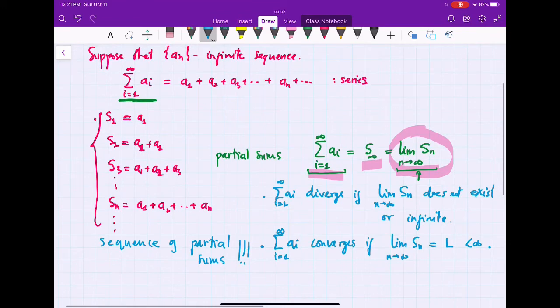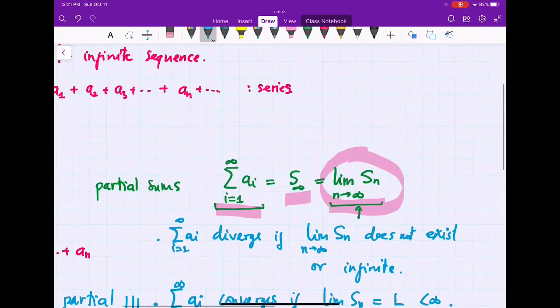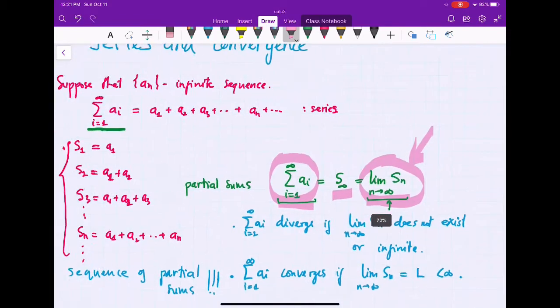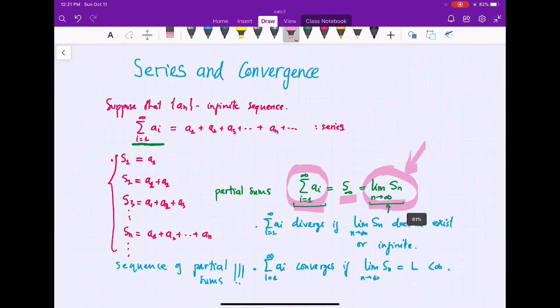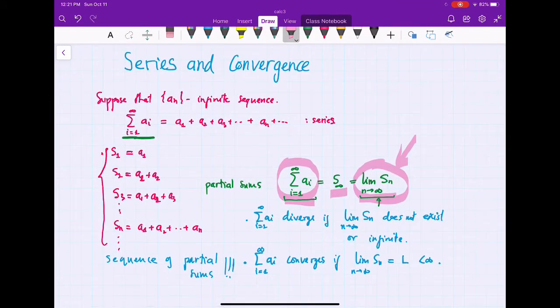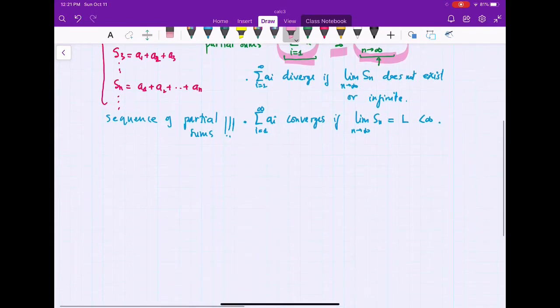And of course, using this definition, you will see that we can find the sum, right? We can find this sum using the limit of the sequence of partial sums. Okay, so in this section, we are interested in the convergence of series. Sometimes we just need to determine if a series converges or diverges. And sometimes, if it is possible, we can find the sum of a series. Okay, so let's consider the following example.